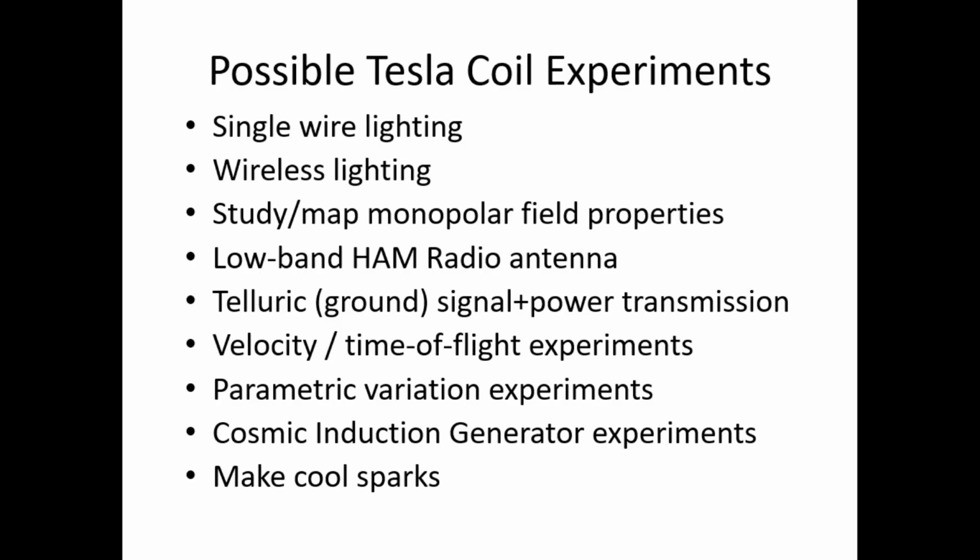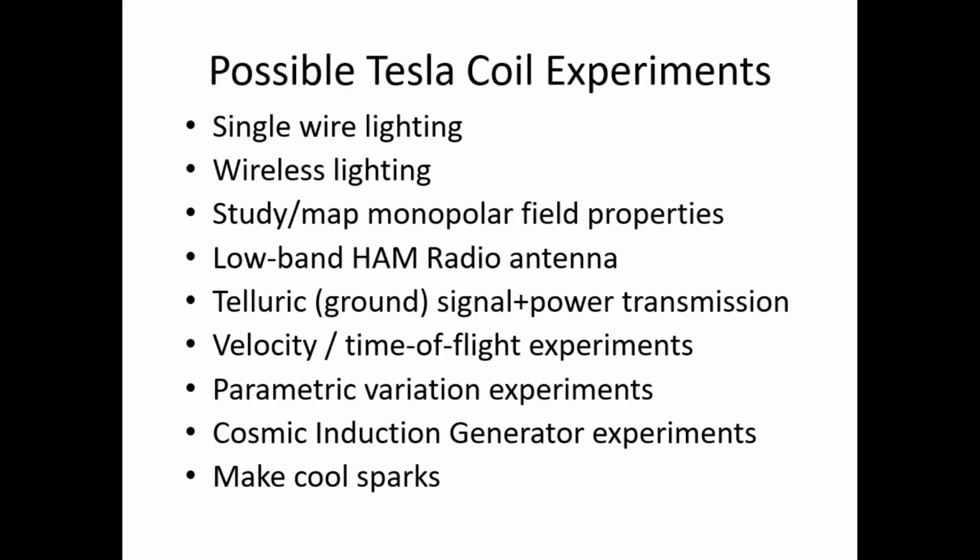We can study the monopolar field properties because with a Tesla coil, there's a bit of magic here. It's not acting like a normal coil, and it warrants deeper study to figure out what's actually going on. So you can measure what's the magnetic field at different sections, what's the electrostatic field. A vector network analyzer would be very nice to figure out what's happening at different parts of the circuit.